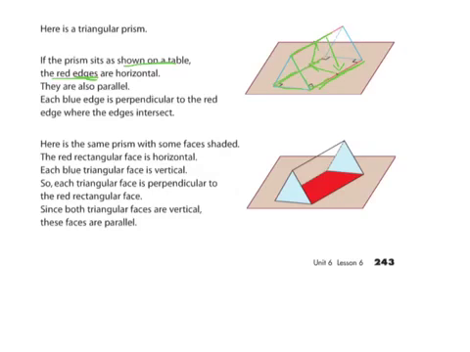Here is the very same prism, but now we're looking at faces. And faces, remember, are the entire whole side of that shape. The red rectangular face is horizontal. This whole shape runs side to side. Each blue face, a triangular face, is vertical. They are up and down. Each triangular face is perpendicular to the red rectangular face. So if you were to run across this line here, right here you would have a 90-degree angle. Both triangular faces are vertical, they're up and down, and they are also parallel to each other.